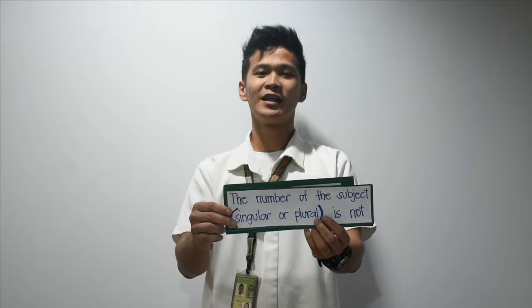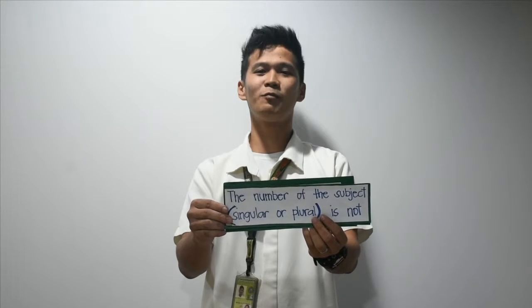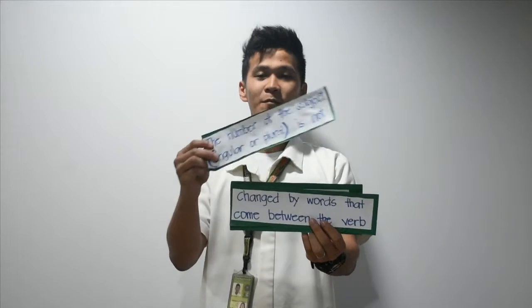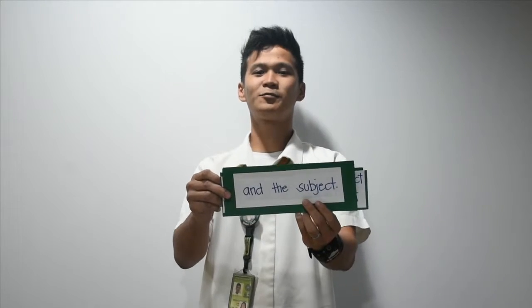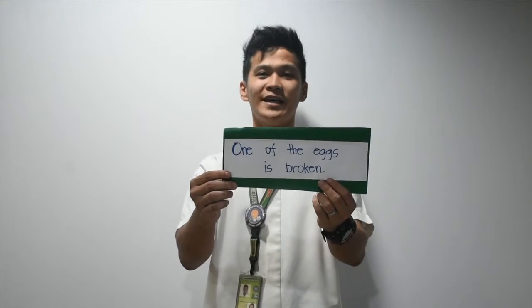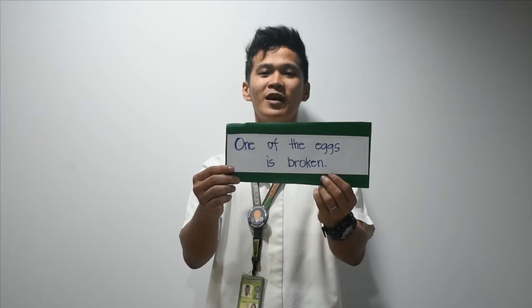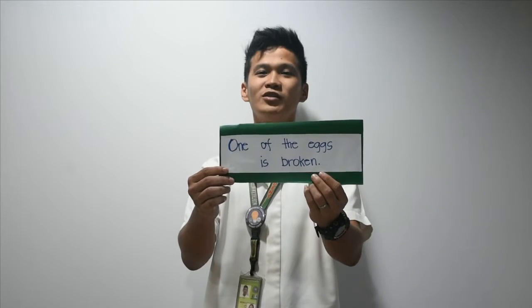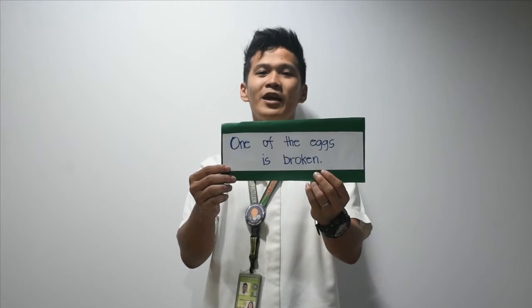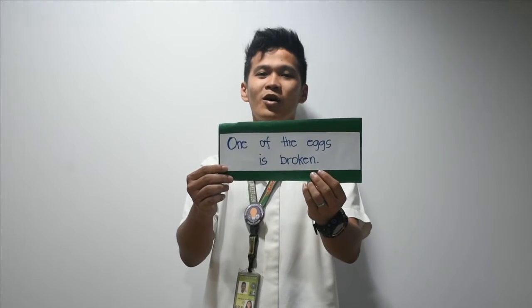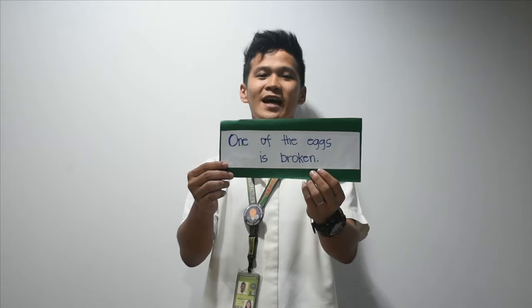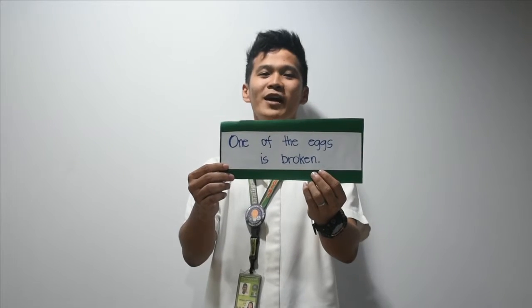Rule number 2. The number of the subject, singular or plural, is not changed by the words that come between the verb and the subject. So let's proceed to the example. One of the eggs is broken. So "one of the eggs" is the subject. "Is" is the linking verb and "broken" is the adjective because it modifies the subject. So let's omit the prepositional phrase "of the eggs". Instead, the sentence will be: one is broken.